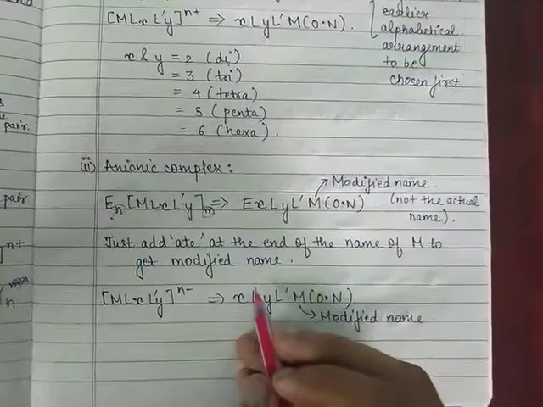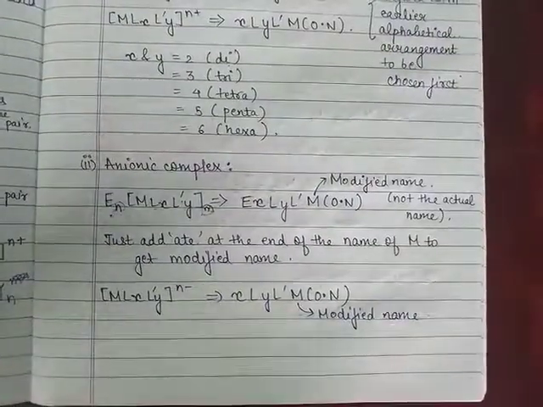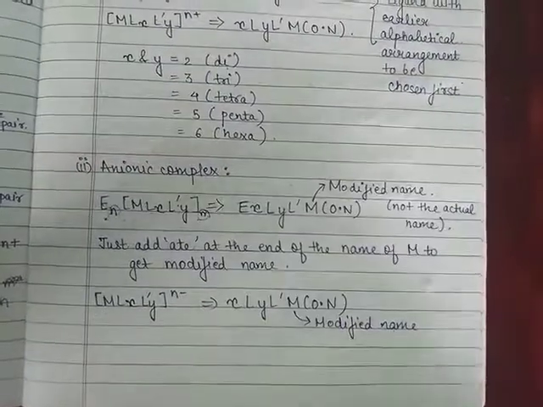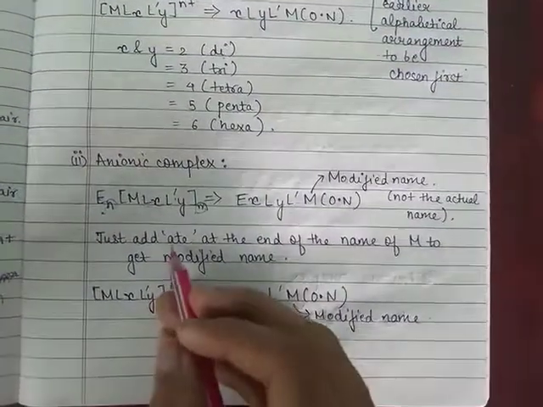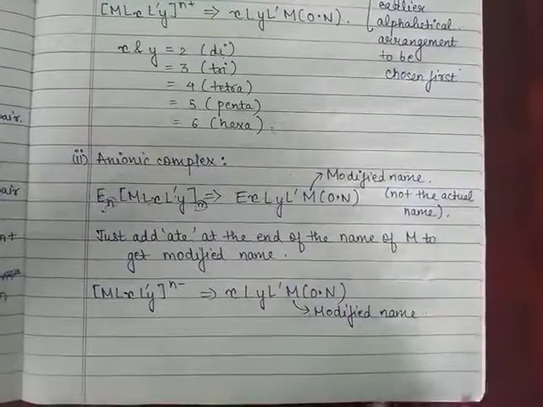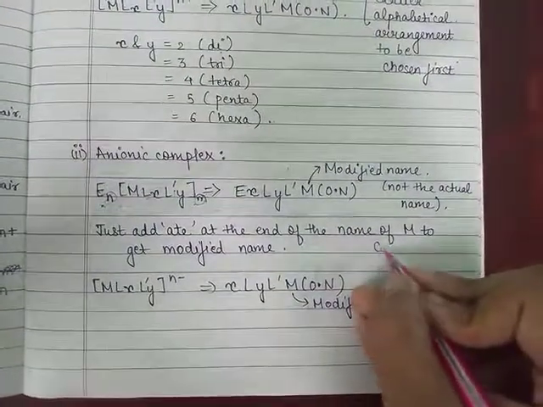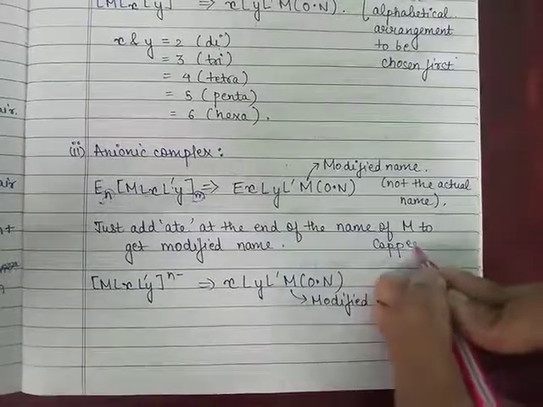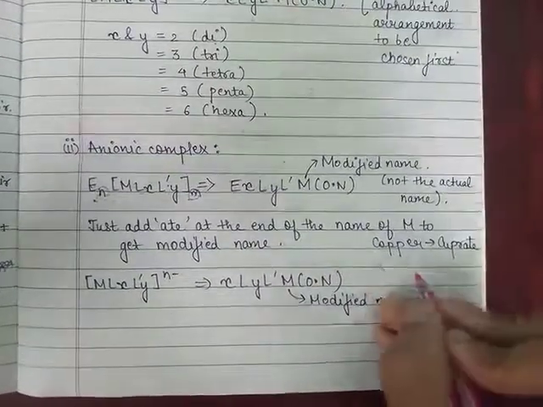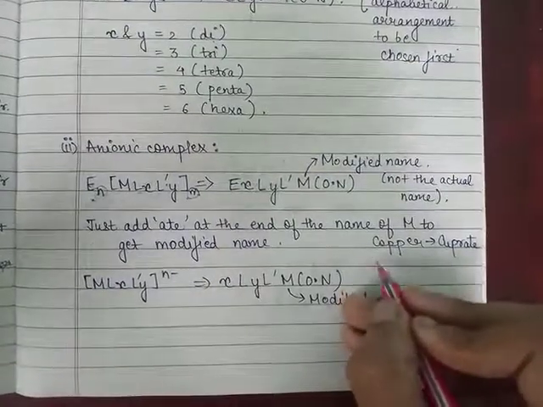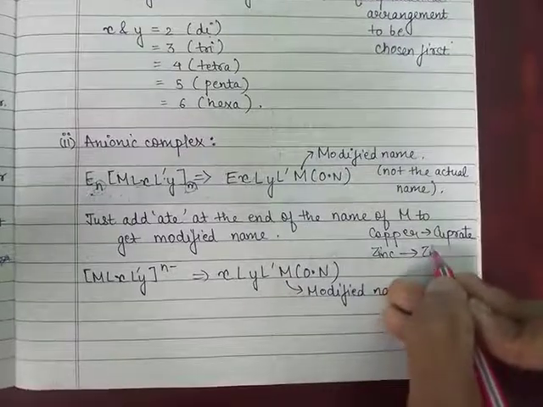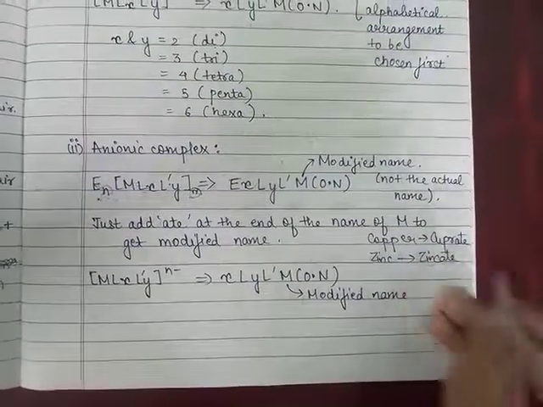Now here the central metal atom name will not be used directly. A modified name will be used over here. What is the modified name? Just add ATE to the end of the actual name of the metal M. Say it is copper. If M is copper, then it will turn out to be cuprate. It is very easy to find out the modified name. Say it is zinc, then zincate. That is how it is named.